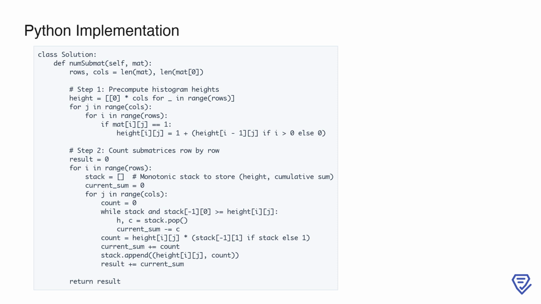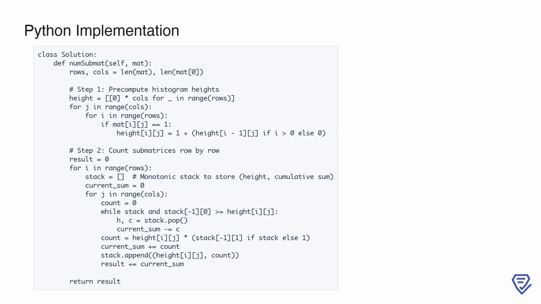2. Count submatrices row by row. For each row, we initialize a monotonic stack, to help calculate the contribution of submatrices from the current row. We also maintain a current_sum variable to keep track of the cumulative sum of submatrices ending at each column.